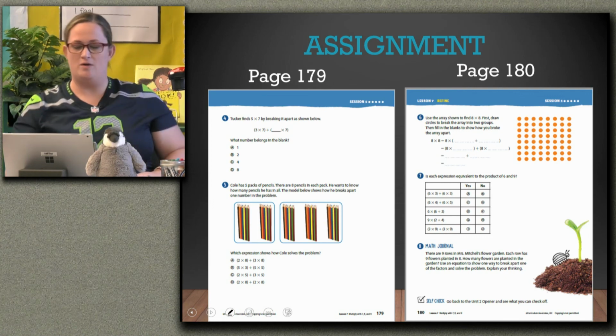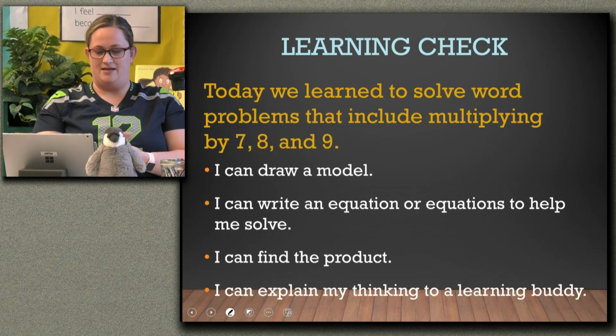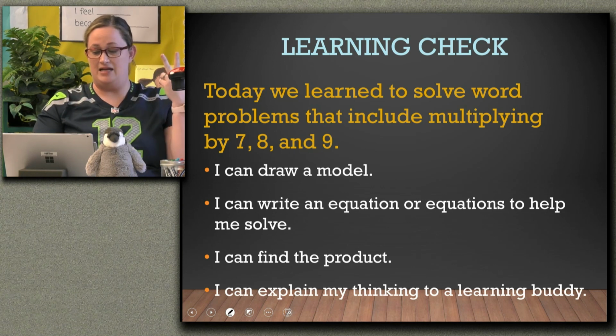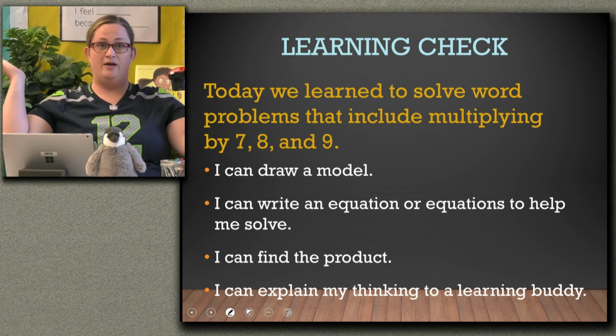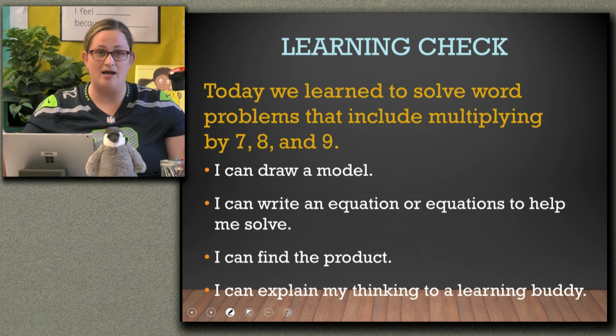All right? Okay, let's check our learning today. Did we draw models? Yes. Did we write an equation or equations to help us solve? Yes. Did we find the product? Yes. Did we explain our thinking? Yes. Did we do it? We did it. Excellent job, 3rd graders. If any of those steps don't make sense, please, please, please reach out to me here at the email or in the mail, the actual mail, like the postman, or reach out to your teacher. Give them a call and let them know what you're struggling with. It's really important. That is you taking responsibility of your learning and shows what an amazing learner you are.